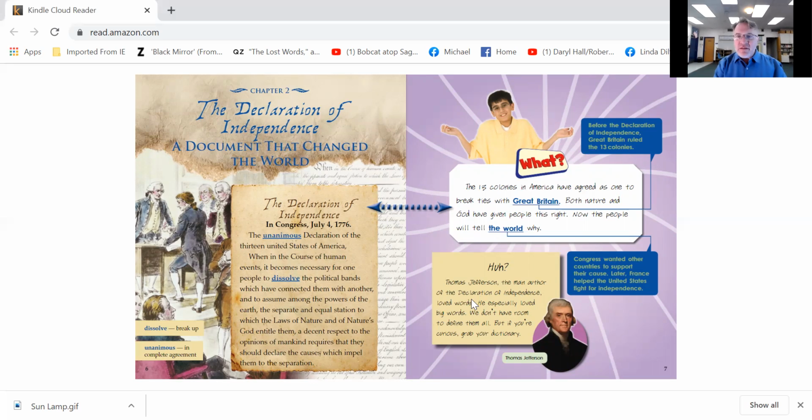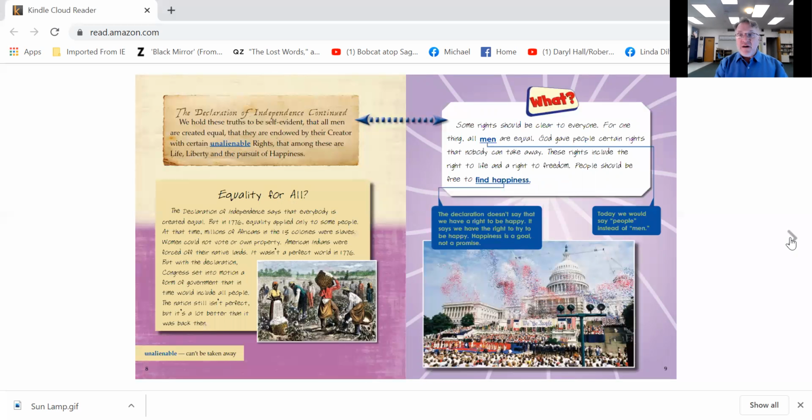Thomas Jefferson, the main author of the Declaration of Independence, loved words. He especially loved big words. We don't have room to define them all, but if you're curious, grab your dictionary. And again, I provided you the simplified version of the Declaration. The Declaration of Independence continued. We hold these truths to be self-evident, that all men are created equal, that they are endowed by their Creator with certain unalienable rights, that among these are life, liberty, and the pursuit of happiness.